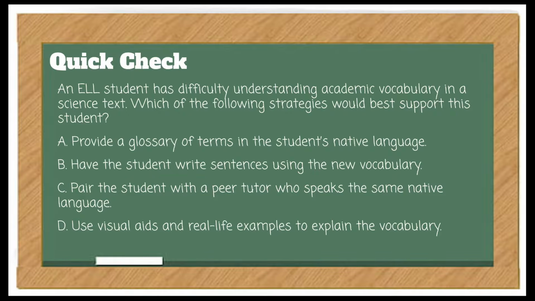Now, we're talking about English language learners. We're talking about how we can provide opportunities for our students to understand. That being said, I'm definitely going to get rid of A because just giving them a glossary of terms is not going to support them in understanding, nor will B. Having a peer tutor who speaks the same language, now, this is a strategy that's often used for students to understand the language and make sense of what the questions are, but it's not going to be a good strategy for understanding academic vocabulary. So I'm going to be using D, visuals and real life examples.